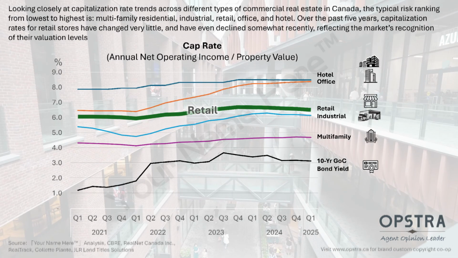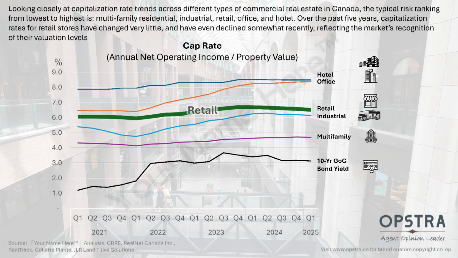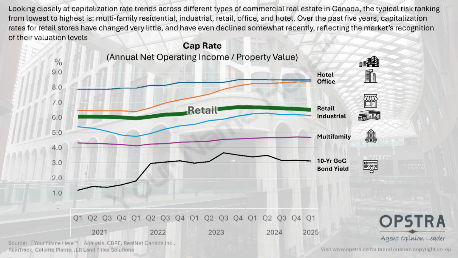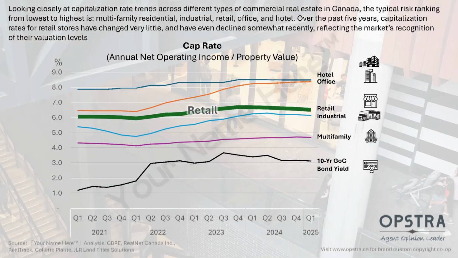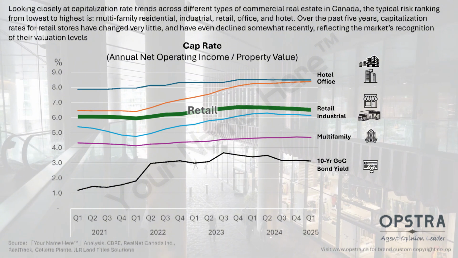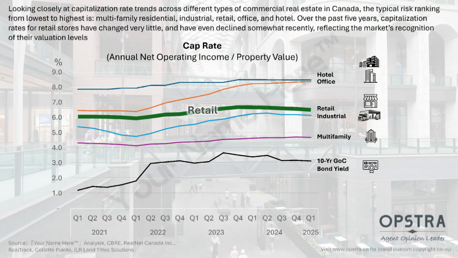Looking closely at capitalization rate trends across different types of commercial real estate in Canada, the typical risk ranking from lowest to highest is multifamily residential, industrial, retail, office, and hotel. Over the past 5 years, capitalization rates for retail stores have changed very little and have even declined somewhat recently, reflecting the market's recognition of their valuation levels.